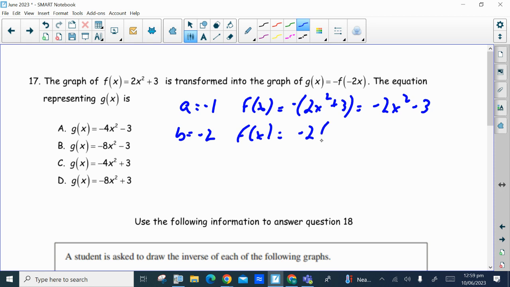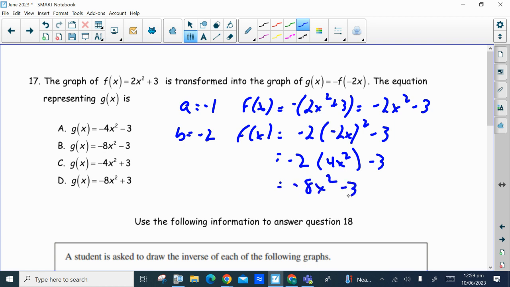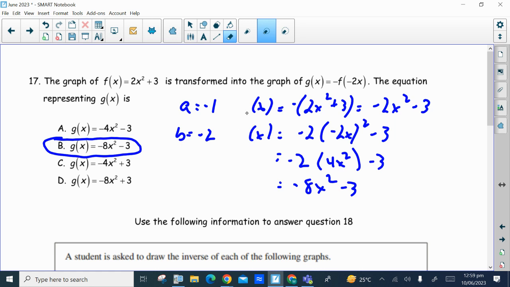So you're going to have negative 2, x is replaced with negative 2x. Whatever happened to the x before, which is squared, happens to the negative 2x. So this is going to give us negative 2 times 4x squared, take away 3, or negative 8x squared, take away 3. So that's why B was the answer. And I wrote these as f, and it should have been g. But that's where it comes from.